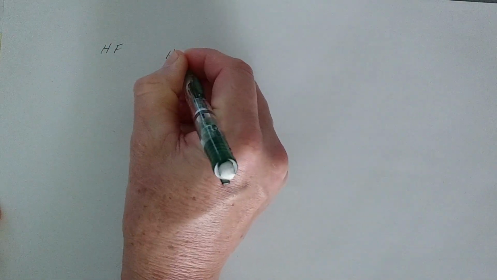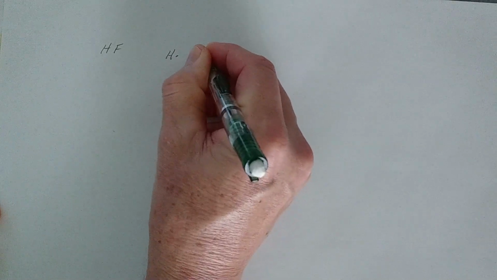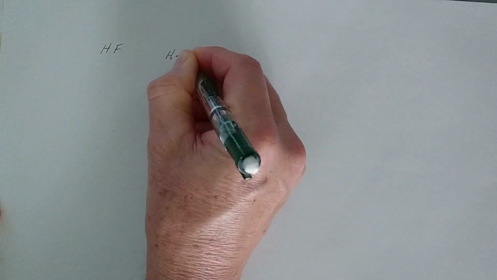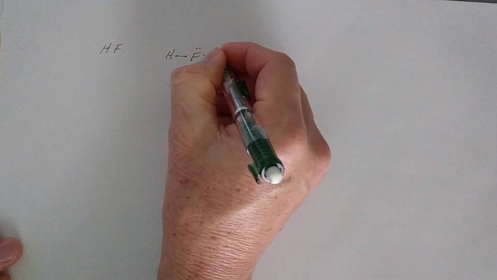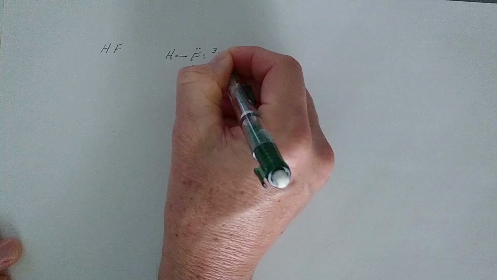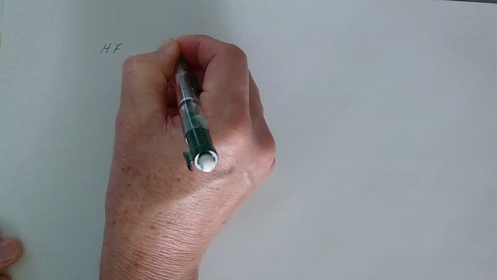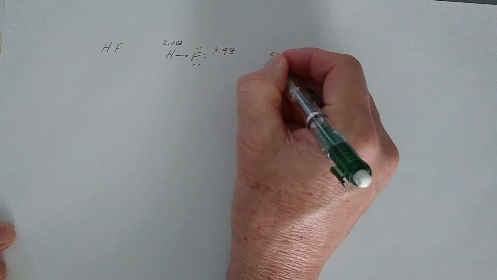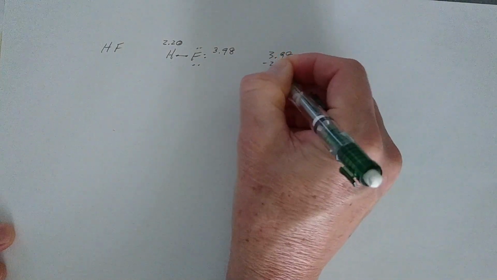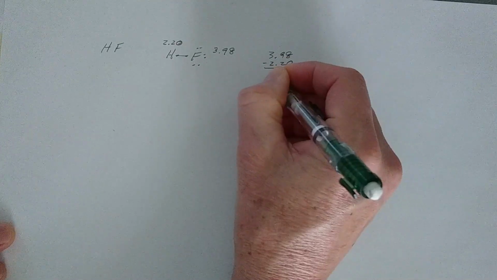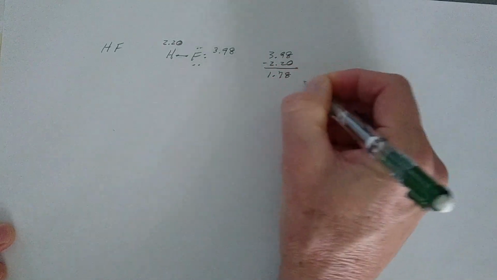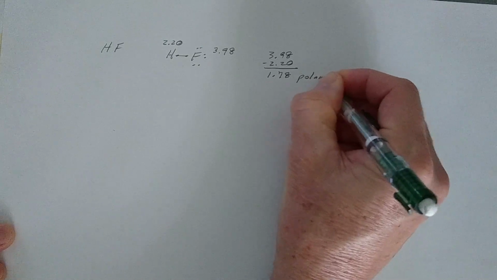Hydrogen has 1 valence electron, and fluorine has 7 valence electrons. We connect the dots and we have our Lewis structure for hydrogen fluoride. But returning to the concept of electronegativity, we know that fluorine has an electronegativity of 3.98 and hydrogen has an electronegativity of 2.20. The difference in electronegativity is 3.98 minus 2.20, which works out to 1.78. So the bond is polar covalent.